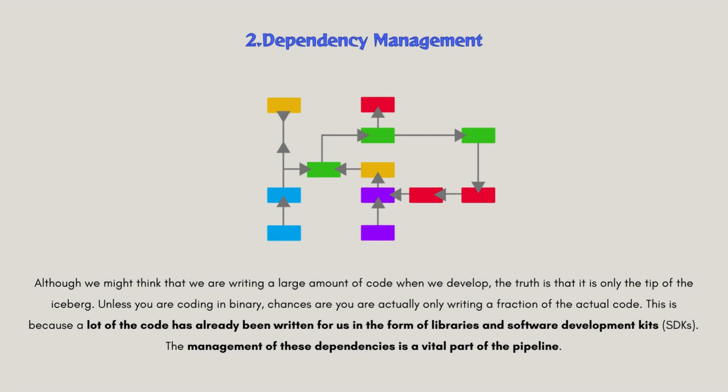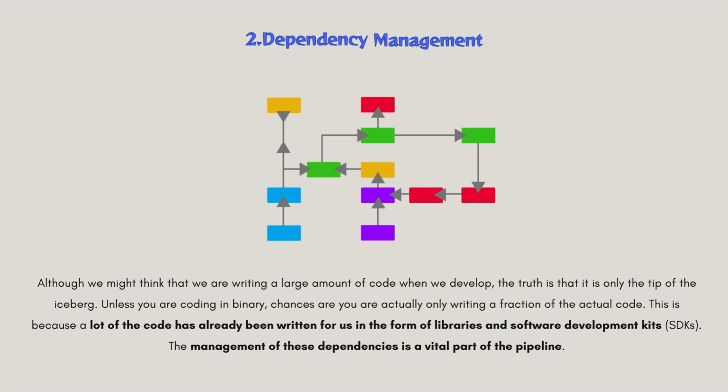Dependency management. Although we might think that we are writing a large amount of code when we develop, the truth is that it is only the tip of the iceberg. Unless you are coding in binary, chances are you are actually only writing a fraction of the actual code. This is because a lot of the code has already been written for us in the form of libraries and software development kits, SDKs. The management of these dependencies is a vital part of the pipeline.